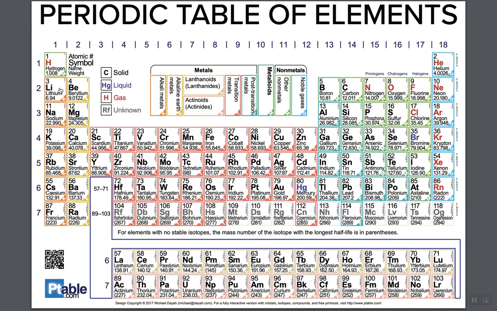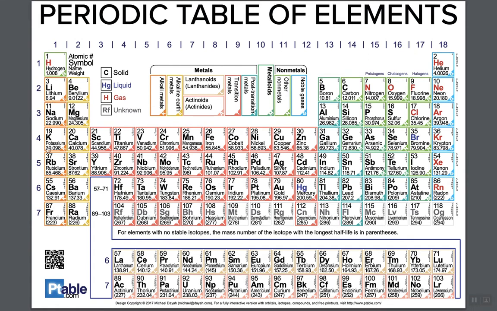So for example, lithium is in the second period, which means it has 2 energy levels. The column, group 1A, means it has 1 valence electron. So 2 energy levels, 1 electron in the most outside energy level. Sodium, for example, 3 energy levels because it's in period 3 and 1 valence electron. Potassium, 4 energy levels, 1 valence electron. Rubidium, 5 energy levels and 1 valence electron, and so on.